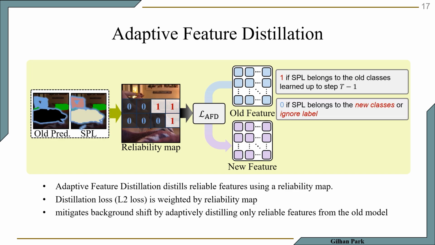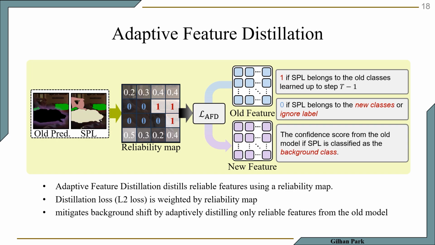Second, pixels from new classes or those labeled as ignore are given a value of 0. The old model doesn't yet have knowledge of these classes, so it avoids distilling uncertain information from these regions.